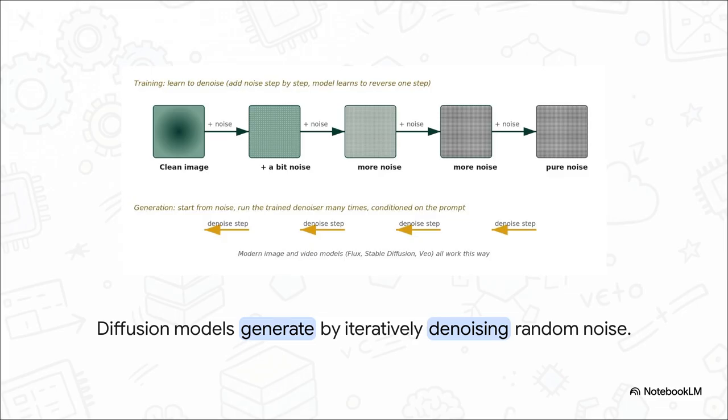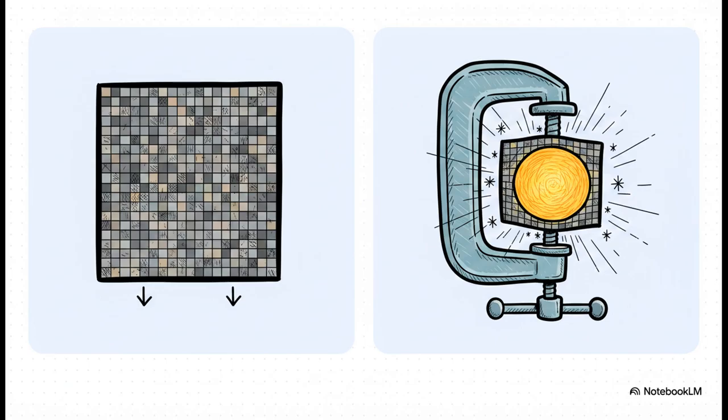So at generation time, it starts with pure random noise and iteratively denoises it. It mathematically chisels away the static to reveal the art hidden beneath, heavily conditioned by whatever text prompt you typed in. Now, early models tried doing this directly on raw pixels, which, as you can imagine, is incredibly expensive computationally.